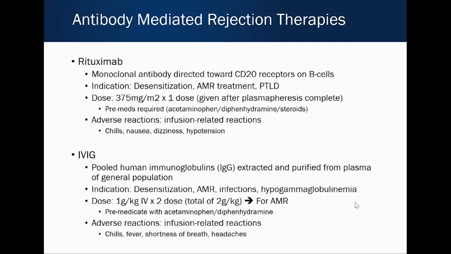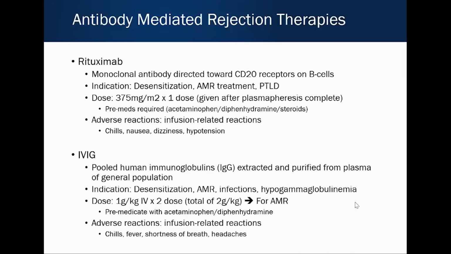IVIG you may see given for several reasons. So desensitization, again, on the pre-transplant side, AMR, infection, patients with low IgG levels. There's various dosing depending on why we're using it, but if we are treating AMR, let's say, we usually give a total of 2 grams per kilo. Because of volume constraints, we often split that up into 2 or 3 doses. And then again, with IVIG, there are infusion-related reactions that can occur.